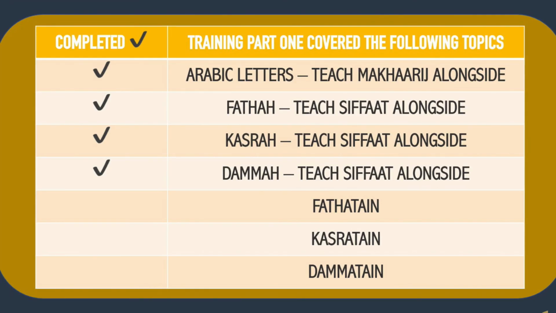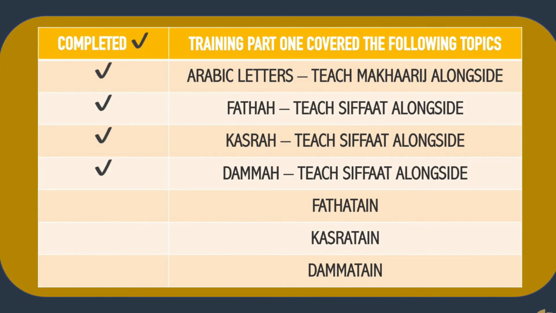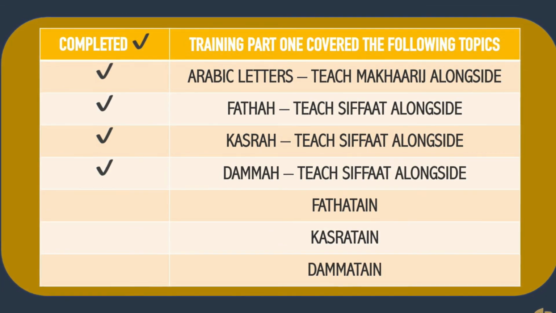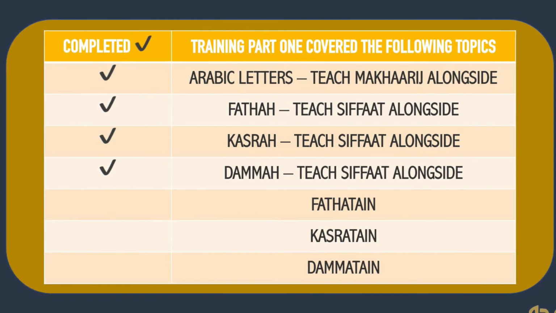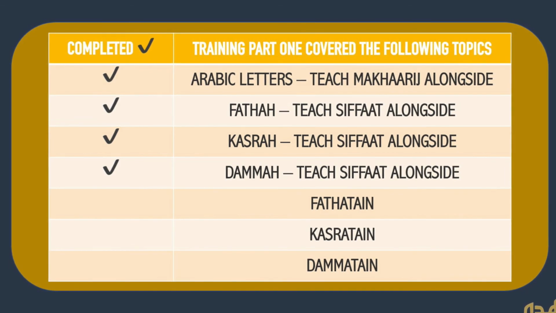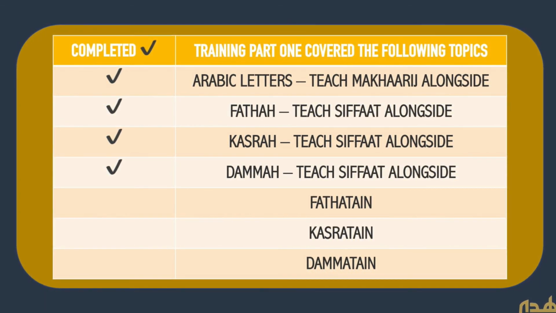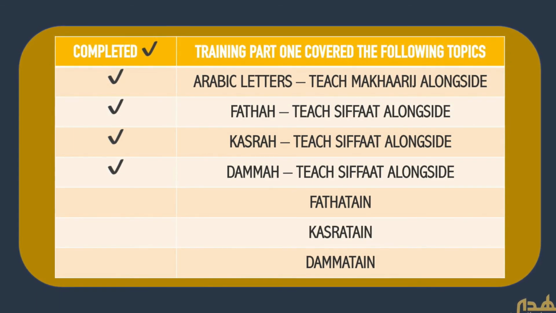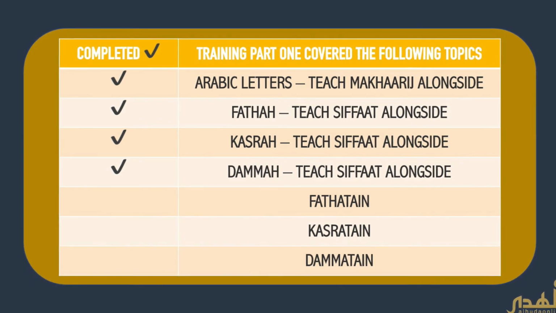We have studied 4 topics. We have done the Arabic letters, then we have done the Fathah and the Kasrah and the Dammah. Now it's important to note that you're going to be teaching the makharij alongside the Arabic letters, and when you're teaching the topics of Fathah, Kasrah, Dammah, then you are teaching sifat alongside with that. And you notice by the topic of Dammah, they should have their makharij and sifat on their fingertips. That should be the goal, inshallah.